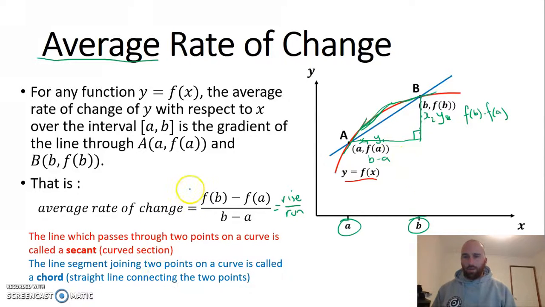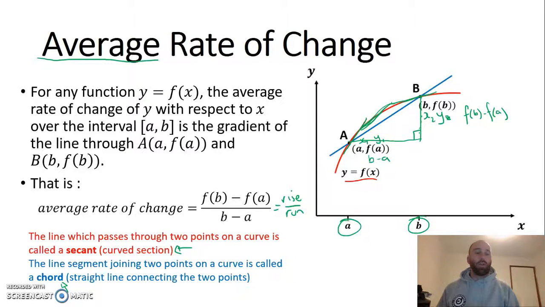A couple of quick points down the bottom, just in the red and blue. The line which passes through the 2 points on the curve is called a secant. This is the curve section, so that's my curved red part, we call it the secant. The line segment joining these two, that blue straight line that I've joined between the two, we call a chord, and that's a straight line. I've used the colors: the red is the red line, the blue is the blue line.